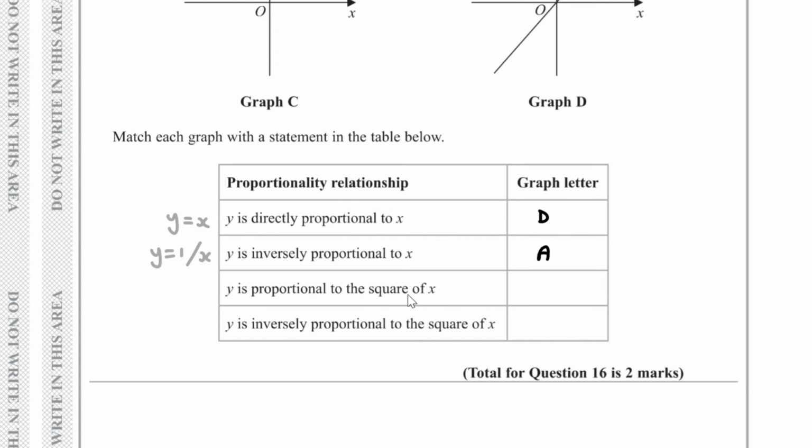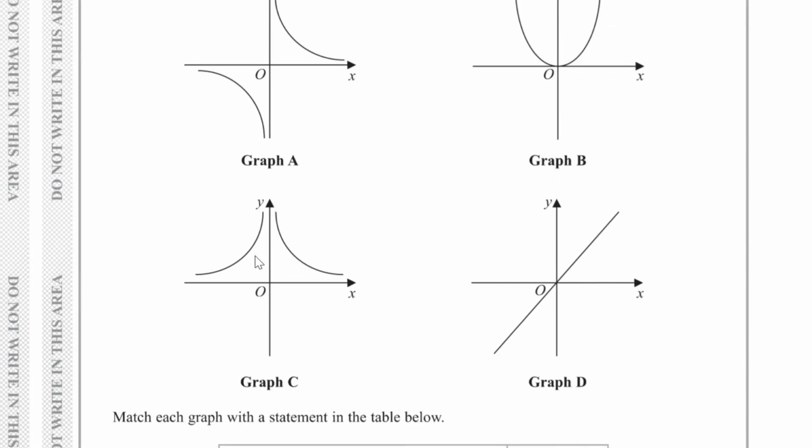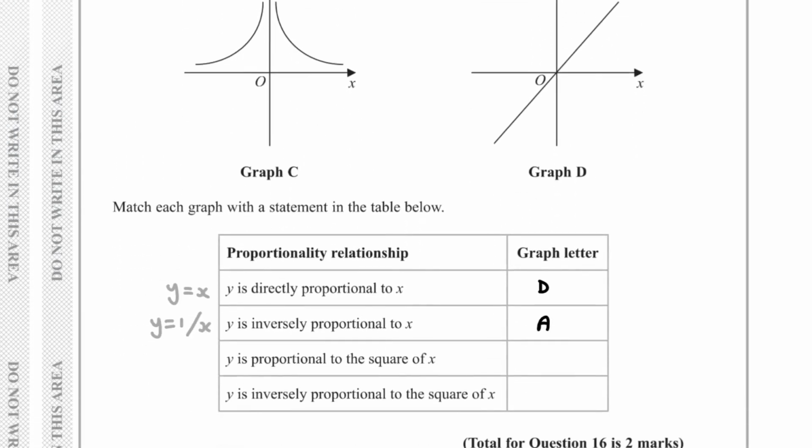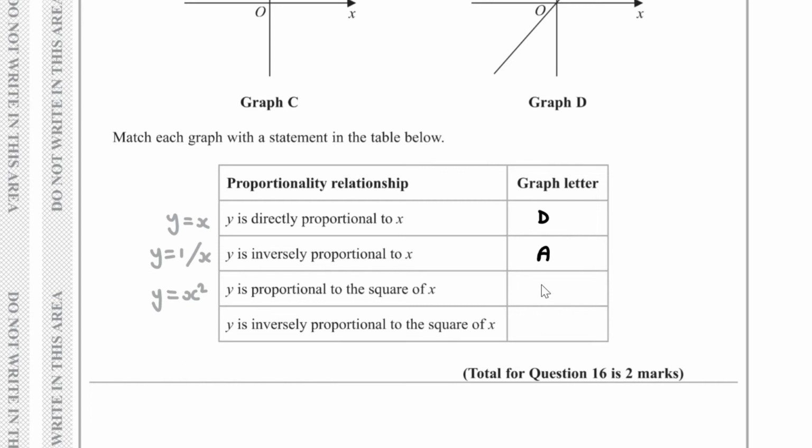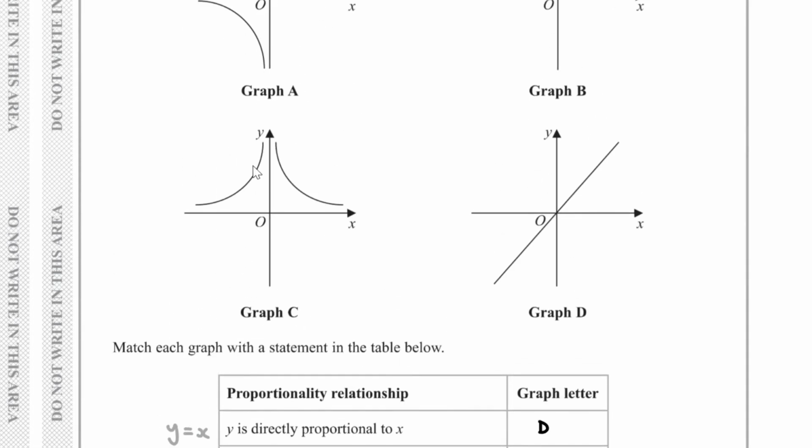Y is proportional to the square of x. So that means over here y equals x squared, which corresponds to graph B. And y is inversely proportional to the square of x. This is y equals 1 over x squared, which corresponds to graph C, as we see here.